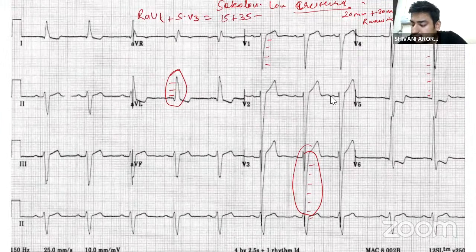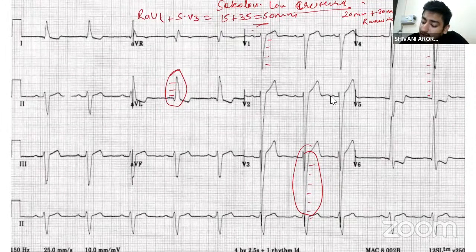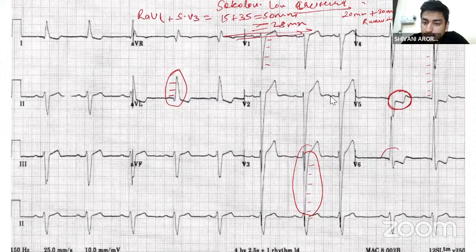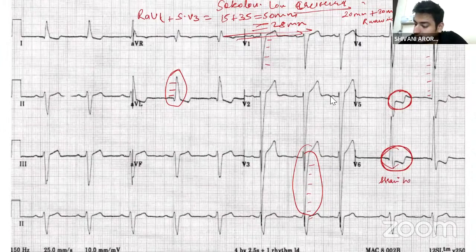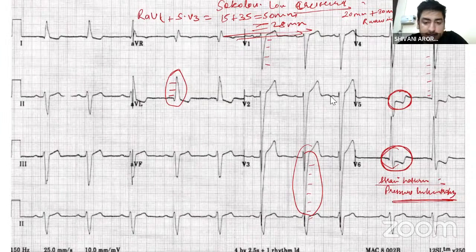Also, when we look at this ECG, you can see that there is ST depression and T wave inversions in lead V5 and V6. So this is known as strain pattern. This is a pressure hypertrophy. Also, there is ST depression with T wave inversion in lead 1 and AVL too, because all these four are lateral wall leads. Clear?